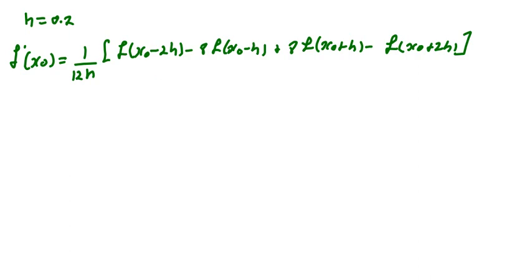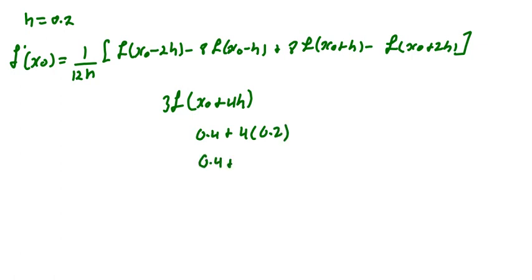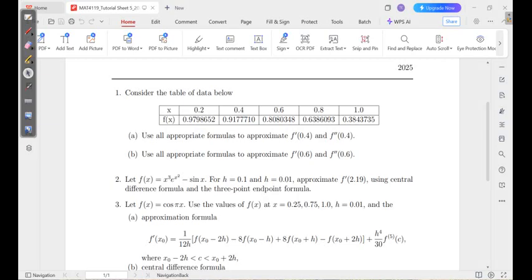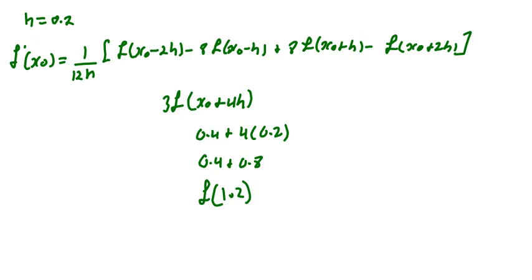There is a part in the 5-point endpoint formula where you have something like 3 f of x naught plus 4h. So if your x naught is 0.4, you say plus 4 multiplied by 0.2, what are you going to get? This is going to be 0.8. 0.4 plus 0.8 is 1.2, meaning you are looking for f of 1.2, which is actually not within the data set that we have, so we can't use that formula as well.